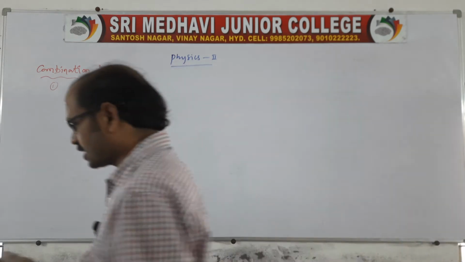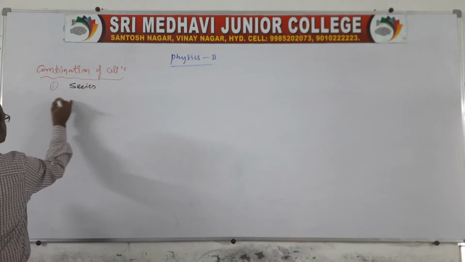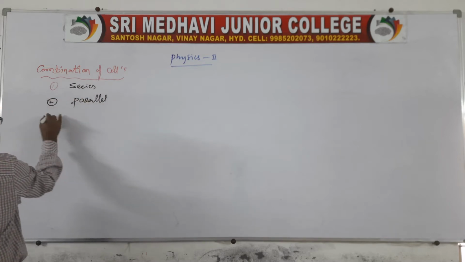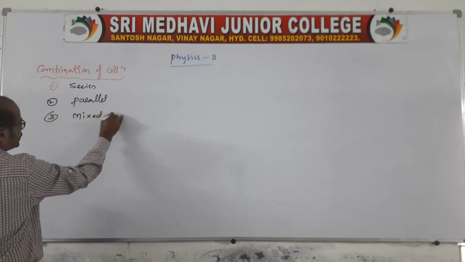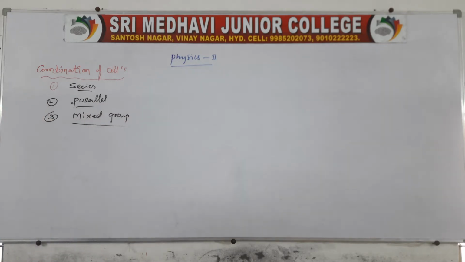So in this, there are three types of combinations. One is the series combination, second is the parallel combination, third, the additional one, is the mixed group. Clear? So we will move to the first one, the series combination. Sir, what will happen in the case of a series combination?